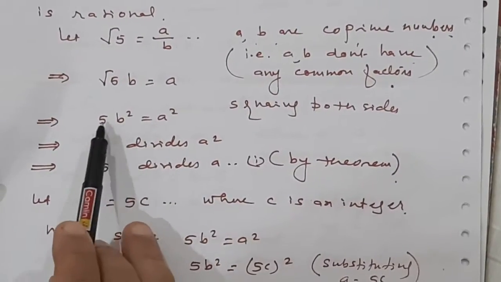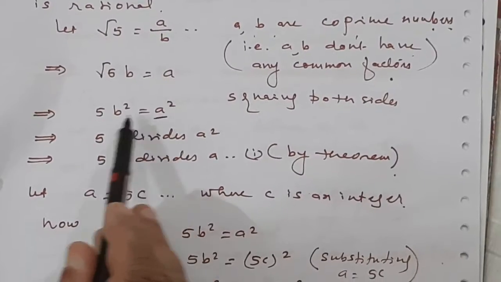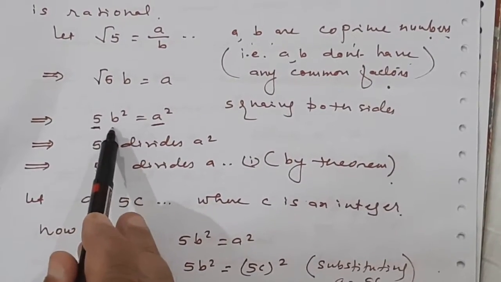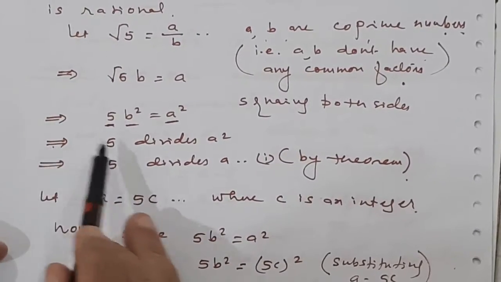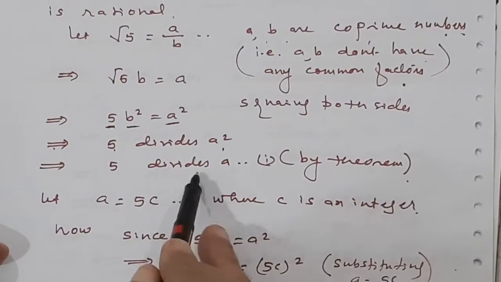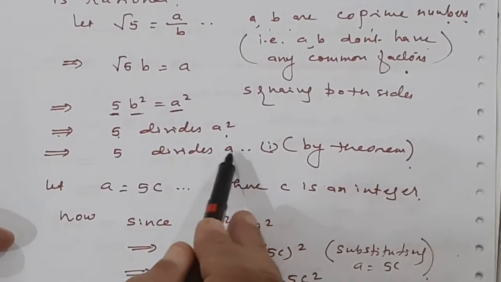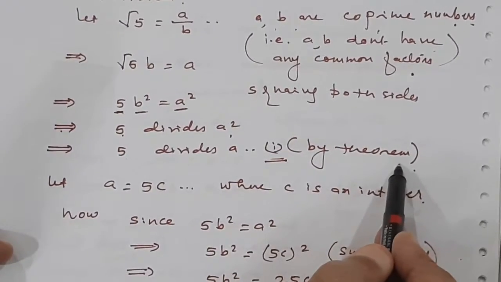Now here you see that 5b square is equal to a square. That means a square has two factors. One is 5 and the other is b square. This implies that 5 divides a square. That means 5 divides a. Last time I explained you. Assume that as number 1 by theorem.